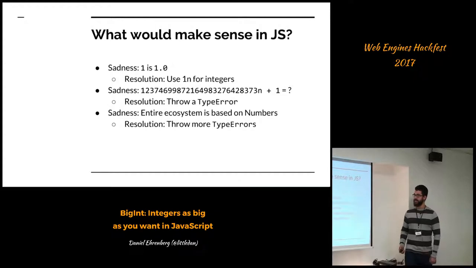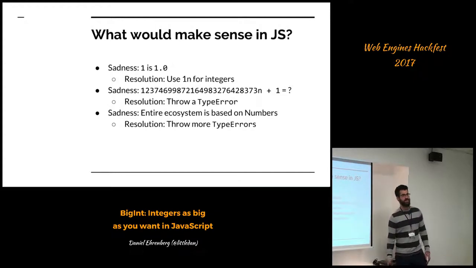So the resolution is to throw type errors all over the place. Whenever you convert a BigInt to a number, unless you do it explicitly through the Number constructor, it will throw an error.